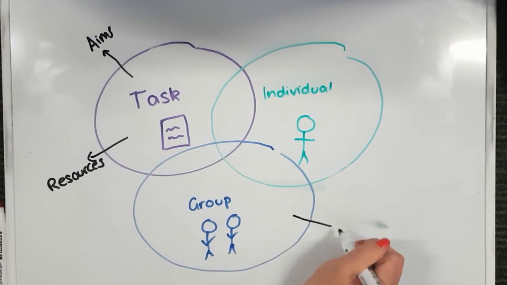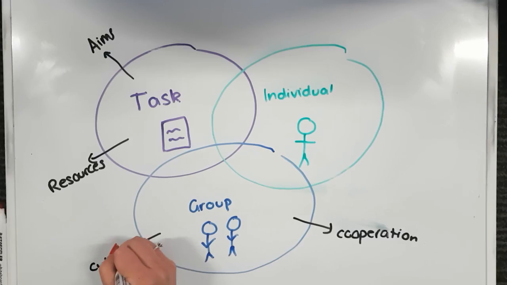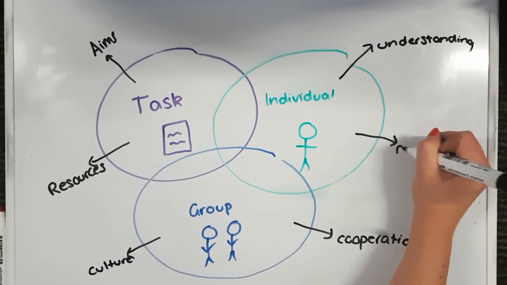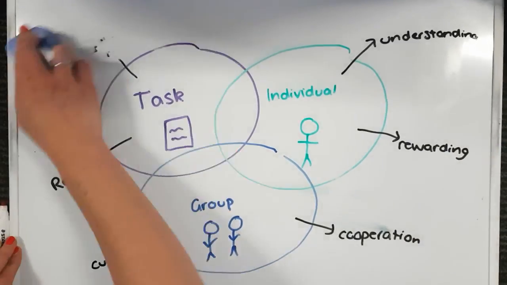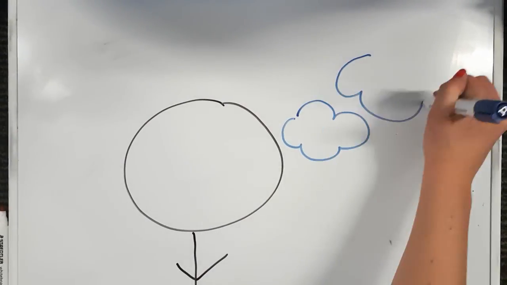To complete a task, a leader needs to take into account aims, resources, cooperation, culture, rewarding employees, and an understanding. Larry decided not to use this style of leadership. He found it too simplistic and it is outdated in today's world.